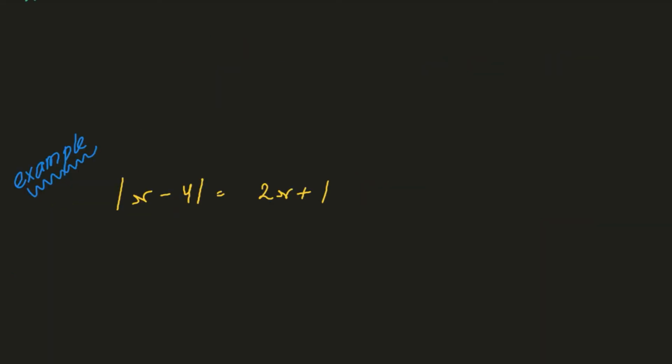Okay, so here we basically have an example question. The modulus of x minus 4 is equal to 2x plus 1. So we already know to open the modulus function, we'll do this: x minus 4 is equal to 2x plus 1. But there's also the possibility that x minus 4 is equal to minus (2x plus 1). So you're going to minus the entire other side because there are two possibilities.